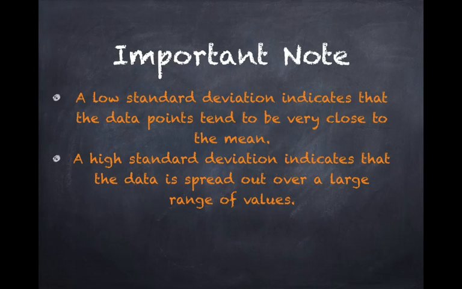You want to note that a low standard deviation indicates that the data points tend to be very close to the mean. And so if you think about this with the histogram, the bars will be close to one another and close to the center. A high standard deviation indicates that the data is spread out over a large range of values. And so again, with the histogram, what that will be telling you is that the bars are further apart from one another and further from the center.